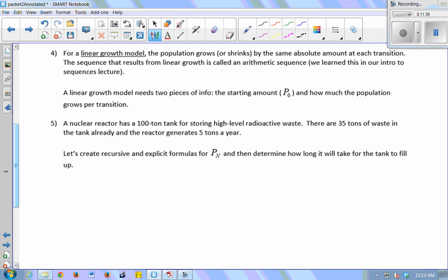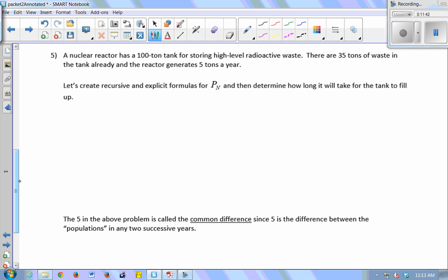So for example, here's an example of linear growth. We have a nuclear reactor. It has a 100-ton tank for storing high-level radioactive waste. There are 35 tons of waste in the tank already, and the reactor generates 5 tons per year. So I want to write a recursive and an explicit formula for P sub n, and P sub n is going to represent the amount of waste in the tank, and n is representing year. And then we're going to determine how long it will take the tank to fill up.